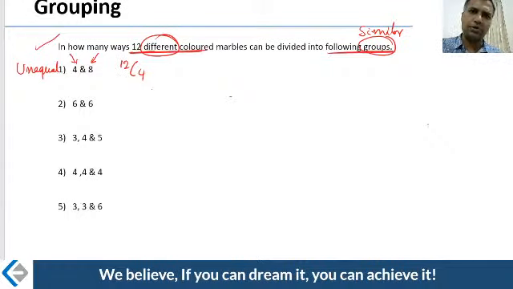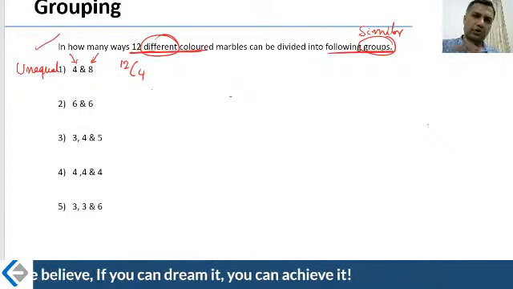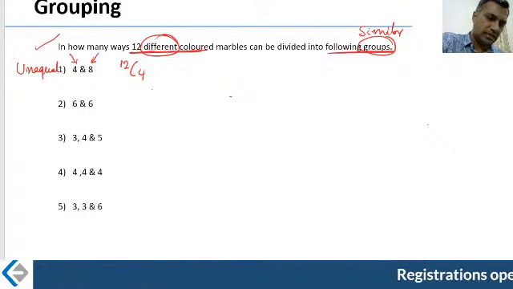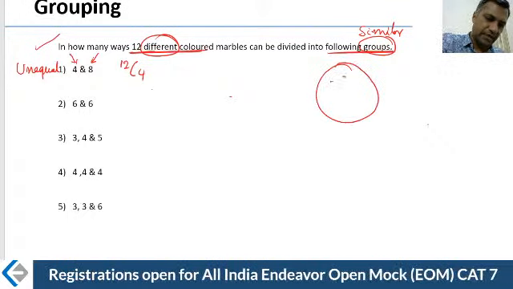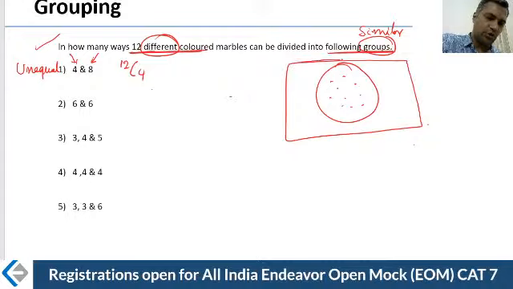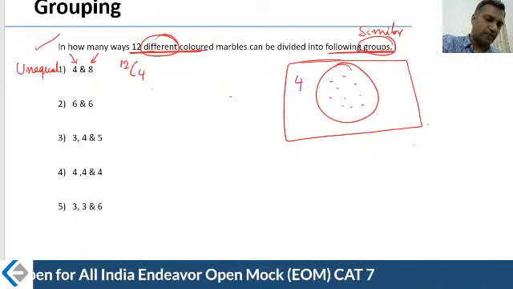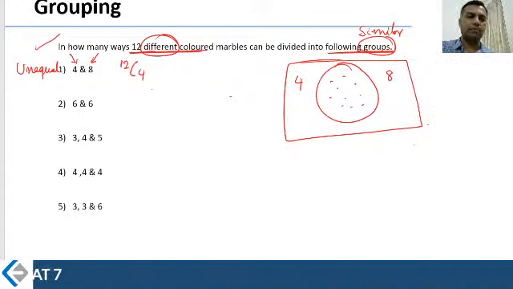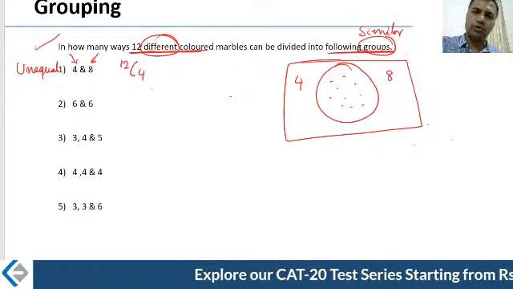Why are you using C all of a sudden? Because you just have to select the marbles. Assume something like this: there is a big tray given. On this big tray, I kept all 12 marbles. There is a table. I said, why don't you form two groups? On one side, please keep 4 marbles. On another side, keep 8 marbles. It does not matter which side you keep 4 and which side you keep 8.